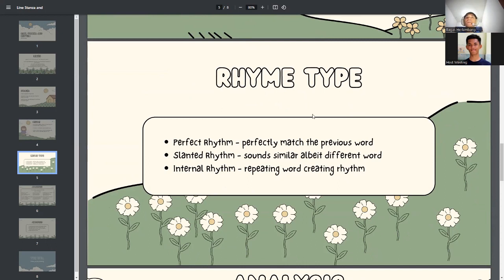Okay, next is going to be rhyme types. Rhyme is not done yet. There is still an explanation to be done about rhyme, and that is perfect rhyme, slant rhyme, and also internal rhyme. Sorry, there was a bit of a typo.